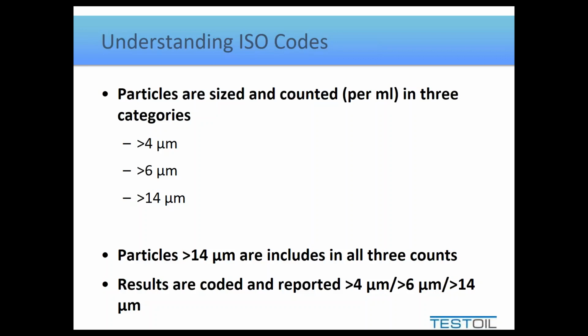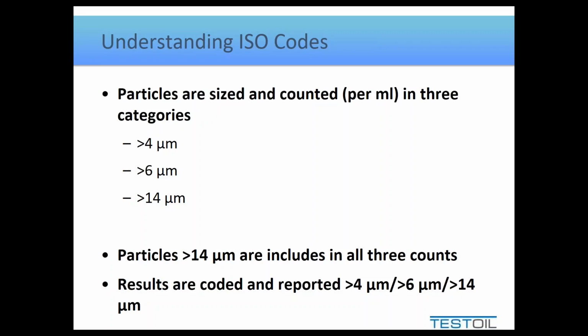Now, one of the things to note about these ranges is that they're not 4 to 6 and 6 to 14. They're everything greater than 4, everything greater than 6, and everything greater than 14. So what this means is that if I count a particle as being larger than 14 microns, I will count it again as being larger than 6 microns, and I will count it again as being larger than 4 microns.